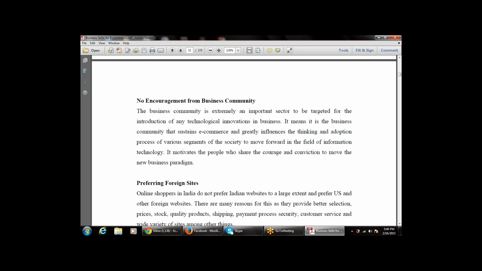It means that it is the business community that sustains e-commerce and greatly influences the thinking and adoption process of various segments of society to move forward in the field of information technology. That is, there is no proper encouragement provided for e-commerce. It motivates the people, and shares the courage and conviction to move to the new business paradigm.